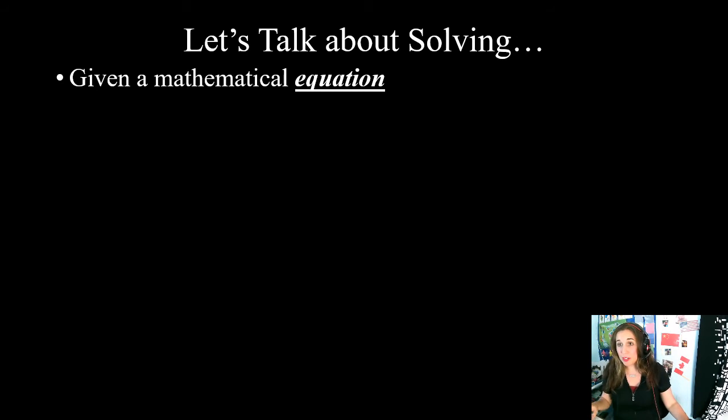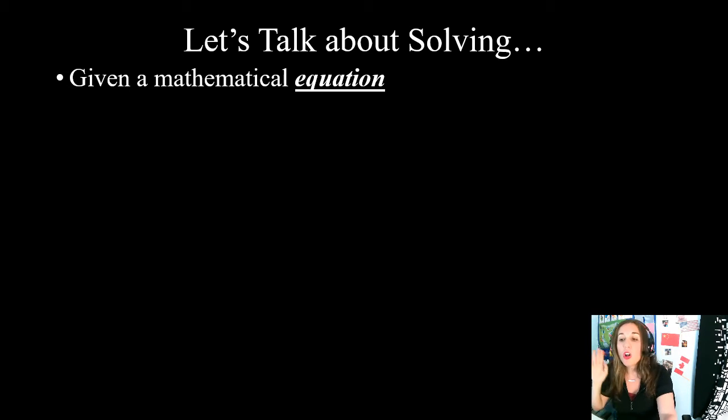So let's briefly talk about solving, what it is and why we're even doing it. What's happening when we're solving? There's a reason we do it, right? When we're being asked to solve, that means we're being given a mathematical equation. Listen to that word, equation. An equation has an equal sign in it. An equation represents a relationship between two sides, and it says what's on one side of the equal sign has to be equal to what's on the other side of the equal sign, which sounds super obvious, right?